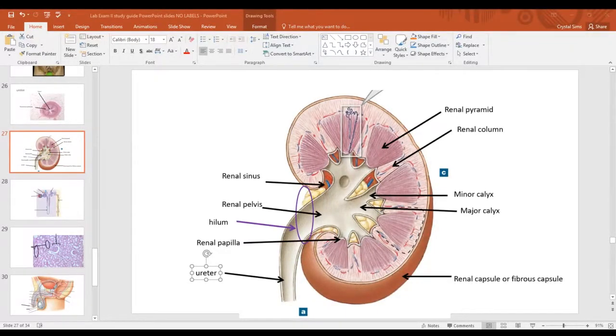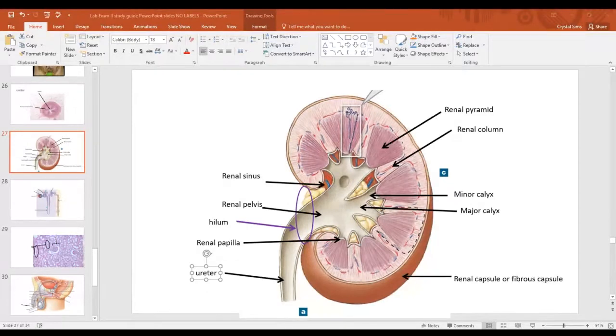All right, let's start over on the left side, and we'll start at the top on the left side. What this arrow is pointing to, yes, this is the renal sinus. This is just that little cavity where we're going to find our blood vessels. You can see that artery and vein kind of peeking in there. So that's going to be my renal sinus.